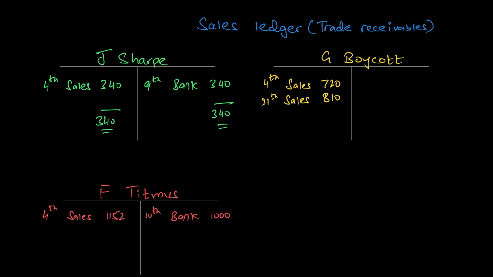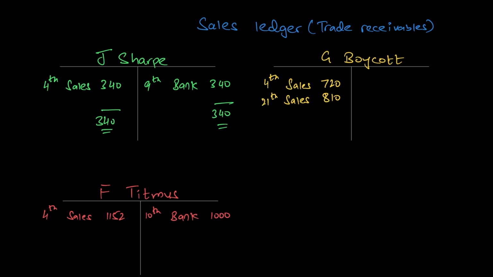Okay, now one thing to note over here, for J Sharp, his account had been cleared off, he had paid the outstanding. But that is not the case with G Boycott and F Titmus. If we look at G Boycott first, he bought goods worth 720 and 810 and he hasn't paid anything. So now it means that he owes us money. How much does he owe us? We should write that down. The total that he owes us should be 1530.